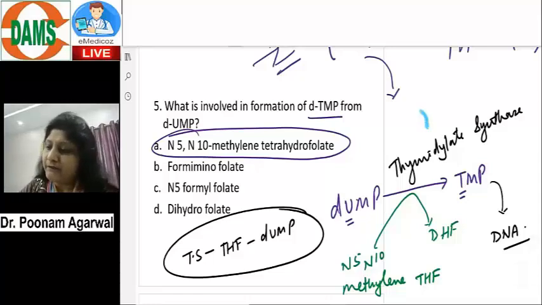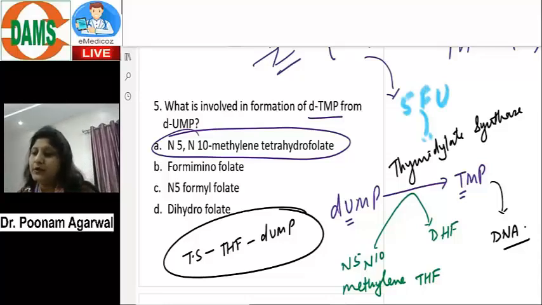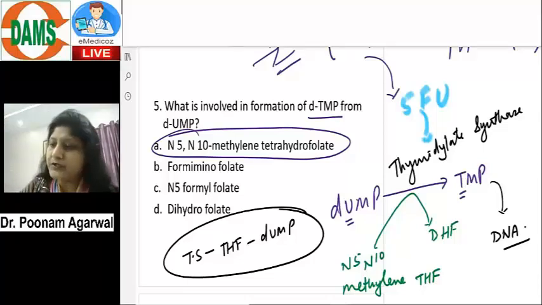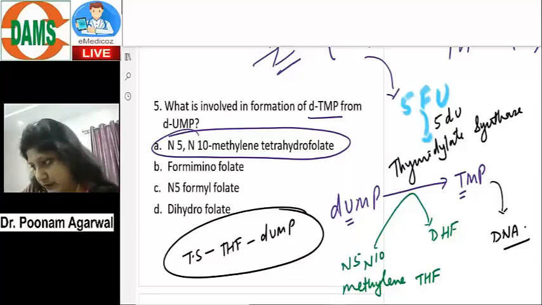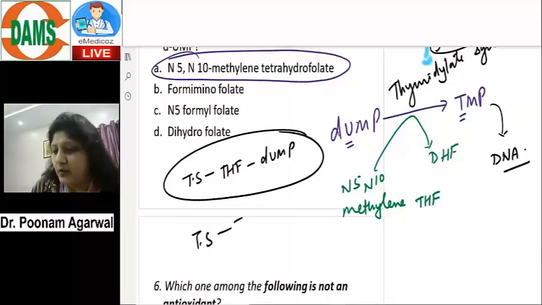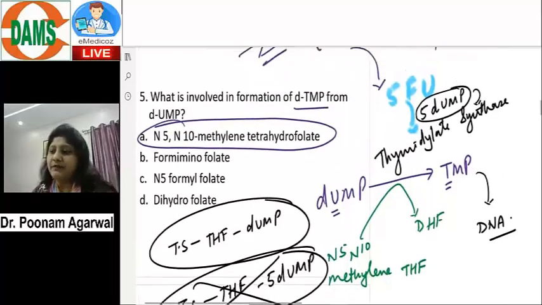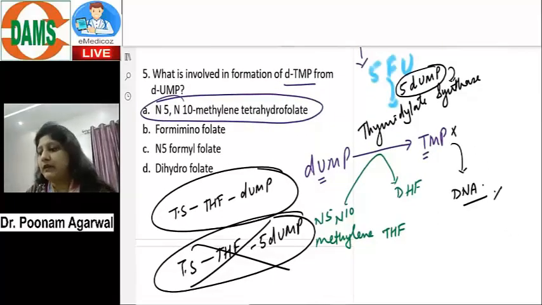And that is why when 5-fluorouracil is given, which is an antineoplastic drug, it gets converted to 5-fluoro-deoxy-UMP after its metabolism. This 5-fluoro-deoxy-UMP will start making an irreversible complex with thymidylate synthase and the cofactor tetrahydrofolic acid. This complex will be irreversible. So in the presence of 5-fluorouracil, the TMP will not be formed and the DNA will not be formed. That explains the anti-neoplastic role of 5-fluorouracil.